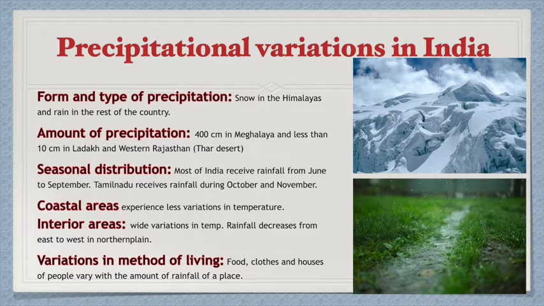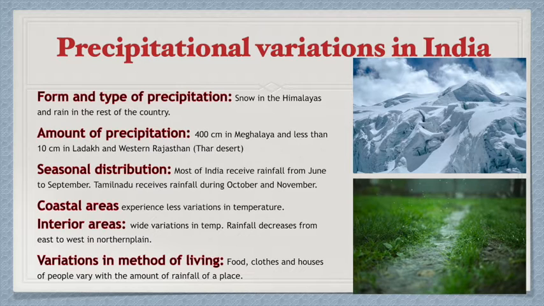Apart from annual distribution of precipitation, we can notice seasonal distributional variations in India. Most of India receives rainfall from June to September. Tamil Nadu receives rainfall during October and November. There is a variation between different parts of our country. Tamil Nadu receives most of the rainfall during October and November, whereas the rest of the country receives rainfall during June to September.